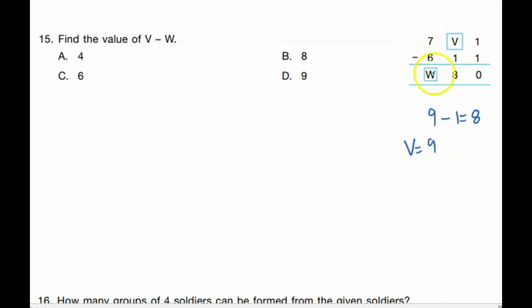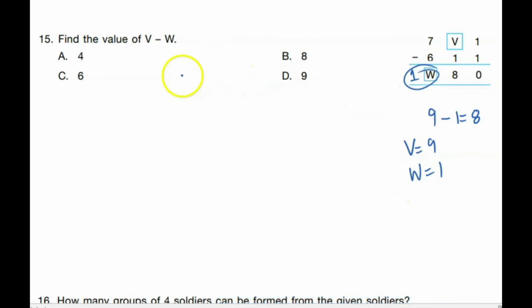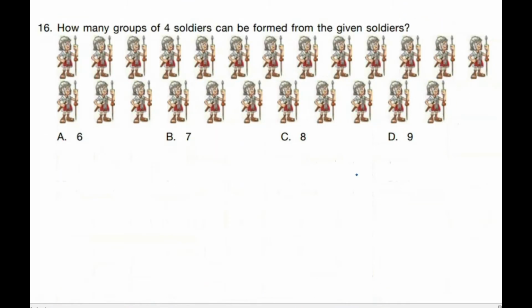Now 7 minus 6 is W. So 7 minus 6 is 1. So W will be equal to 1. V is 9, W is 1. And V minus W, that means 9 minus 1 is equal to 8, which is present here in option B. So for question number 15, option B is the correct answer. Next question.